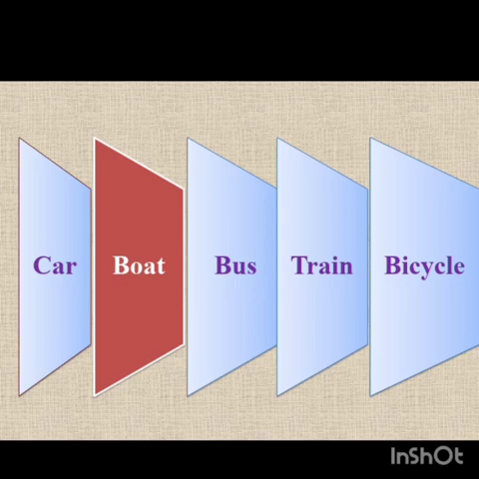Now come to the next question. Here you can see car, boat, bus, train and bicycle. So you have to find out the odd one. So children, can you tell me which one is different from others? Yes, boat is different from others. As you know that boat is a mode of water transport while others are modes of road transport. So boat is different from others.